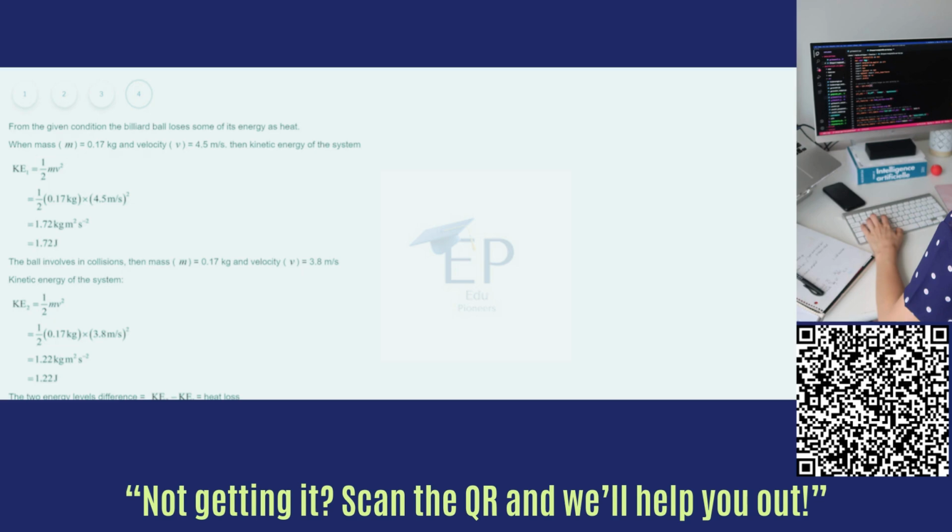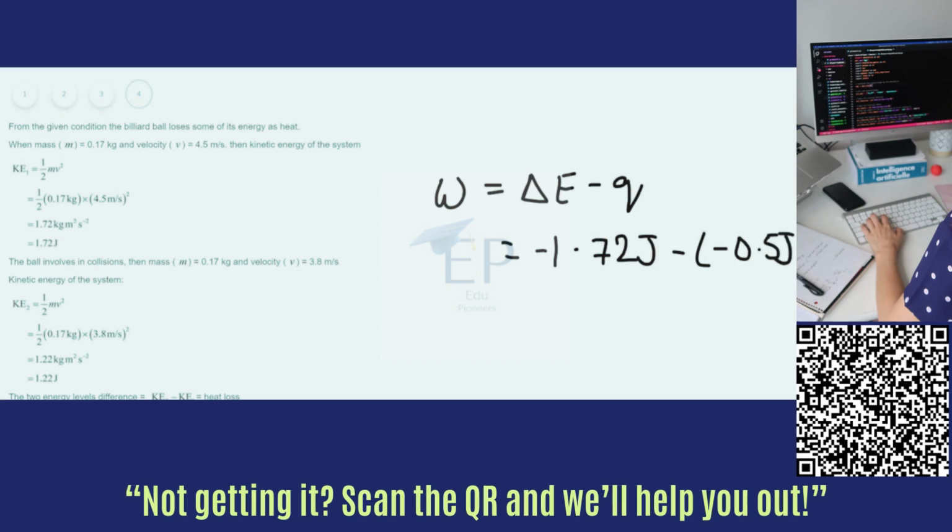From the first law of thermodynamics, work done is equal to delta E minus heat, which is minus 1.72 joules minus 0.5 joules. It gives us the work done as negative 1.2 joules.